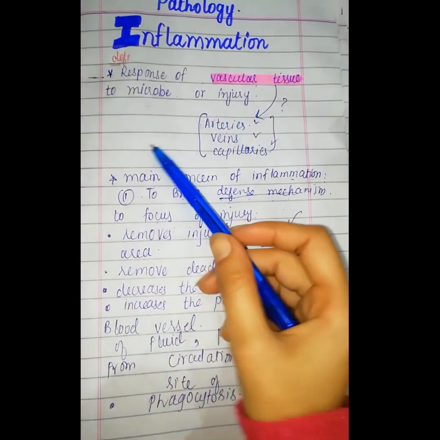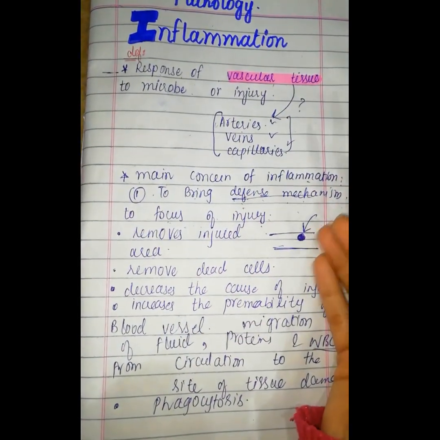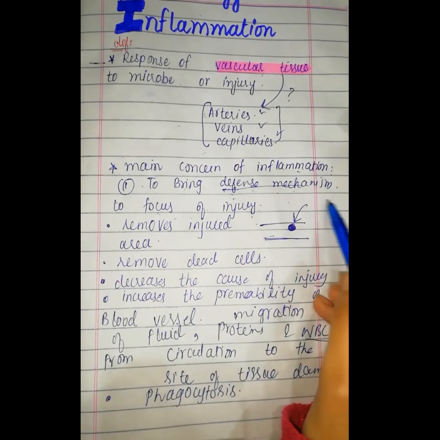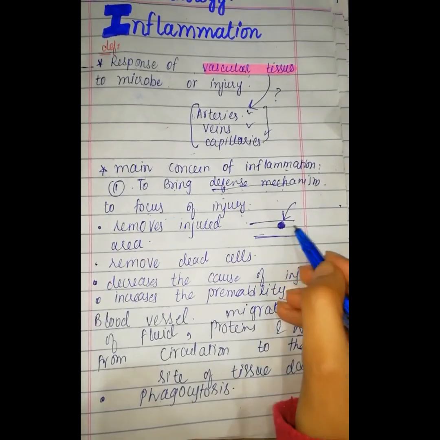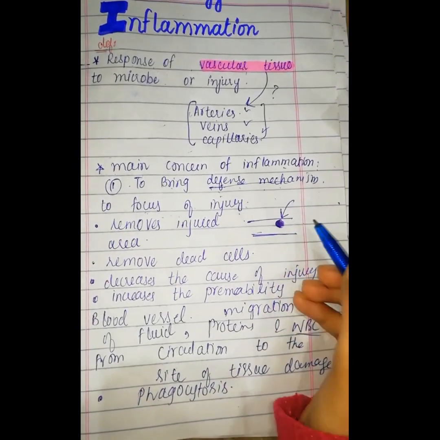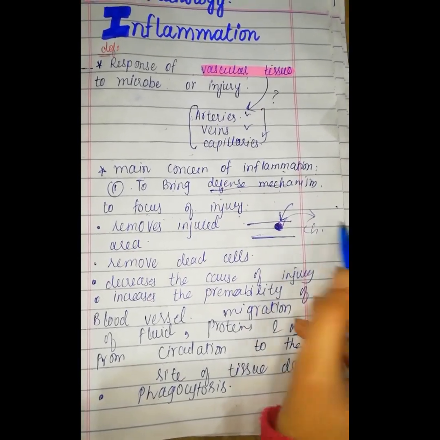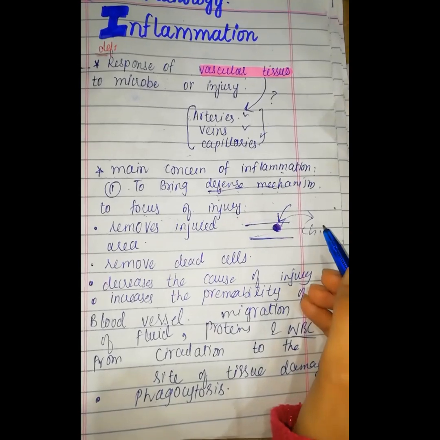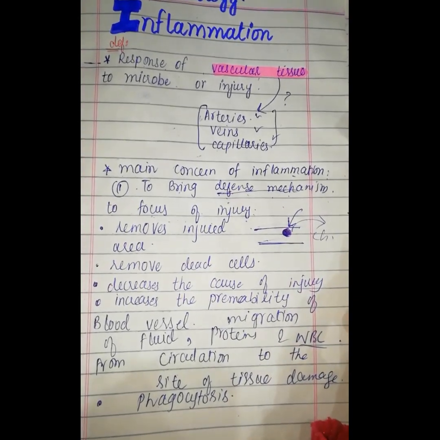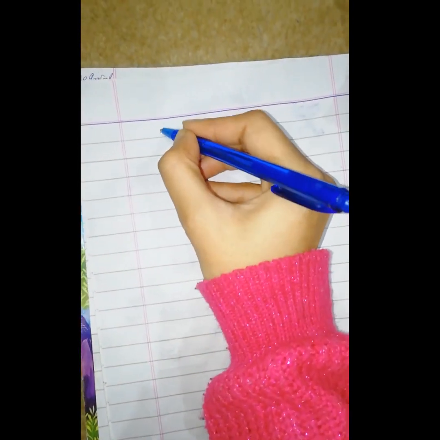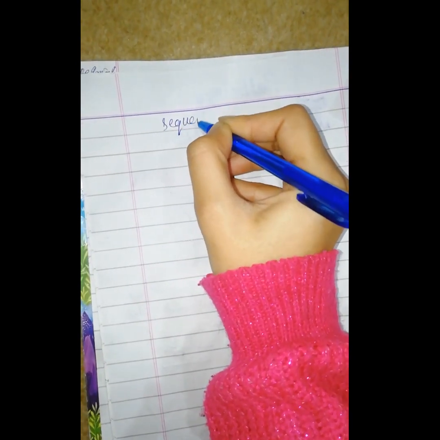So this inflammation is actually a protective response that is essential for survival. If there is no inflammation, then there will be no protection, and the injury will get worse. It will then convert into chronic inflammation, and that tissue will die. So it's called a protective response that is essential for survival. Okay, we will study the sequence of how inflammation occurs.